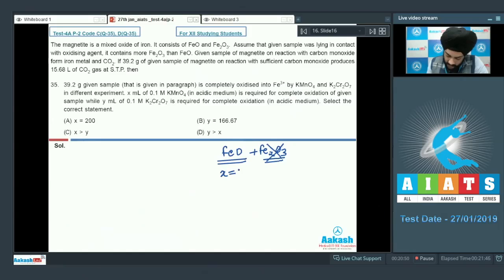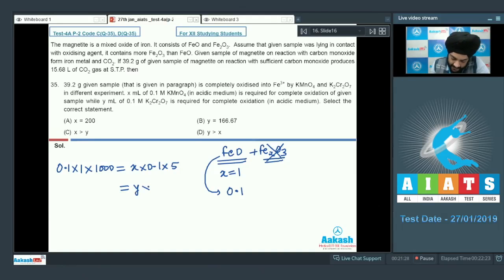So we have the N factor of FeO equal to 1 and the moles of FeO present was 0.1. So we can use the gram equivalent concept. So we have 0.1 into the N factor. N factor is equal to 1. This is the gram equivalent. We have to convert it into milliequivalent, so we have to multiply it by 1000, as the data given about the oxidizing agent is in terms of milliequivalents. So this shall be equal to X into 0.1 into 5, which is the N factor of KMnO4. And this shall also be equal to Y into 0.1 into 6, which is the N factor for K2Cr2O7. So in solving this system of equations, we're going to have the value of X equal to 200. And if we solve for Y, we're going to have the value of Y equal to 166.67.